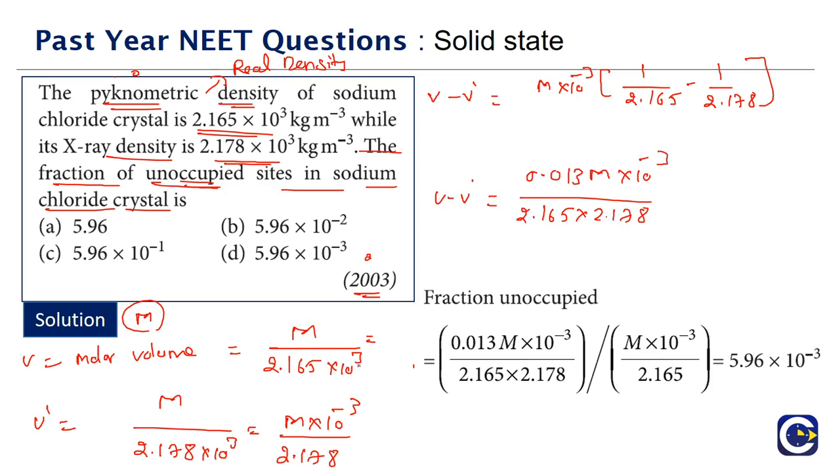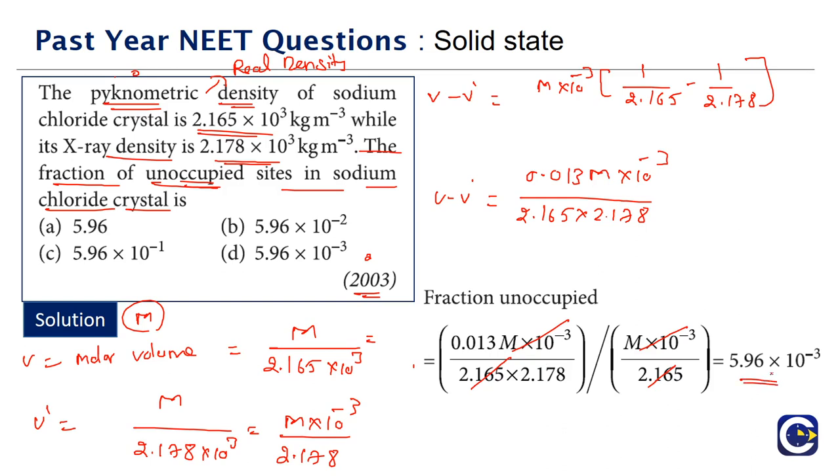What is V? This one, right? M by 2.165 in 10 power minus 3. So here we can see M 10 power minus 3 will be cancelled, and this also will be cancelled. So what we have is 0.013 divided by 2.178. That will be approximately, if you simplify, 5.96 in 10 power minus 3.